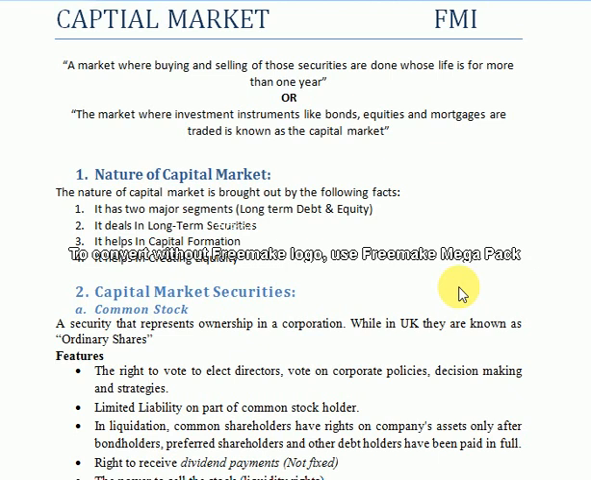Today our topic is capital market. As you know, we discussed the money market, types of the money market, nature of the money market, and the instruments which were used in the money market. I hope you will completely understand the money market. So today we will discuss the capital market.